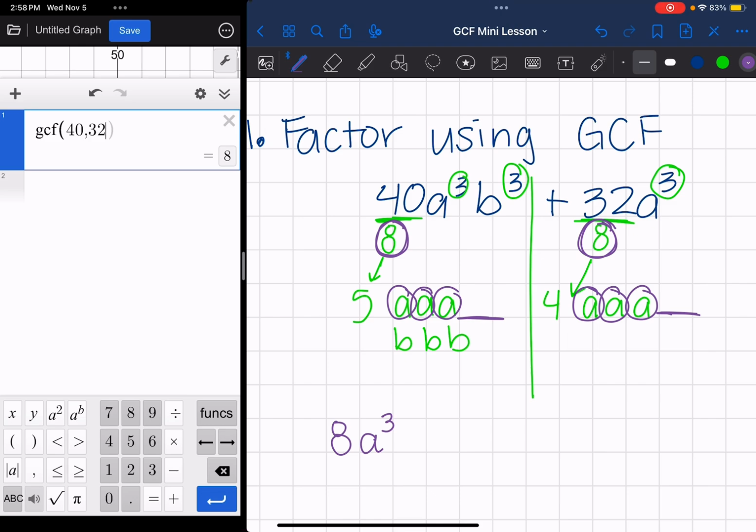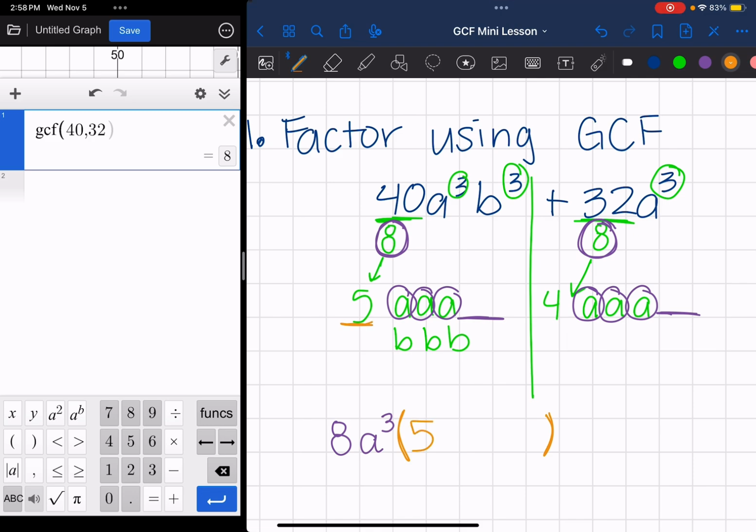Now we're looking at the b's. Now if you see on this side, there are no b's to even circle. So because there are no b's on both sides, we cannot make any groups, meaning we cannot factor out any b's. So now we're going to take care of our leftovers. The leftovers are going to go inside of the parentheses, starting with our big number 5.